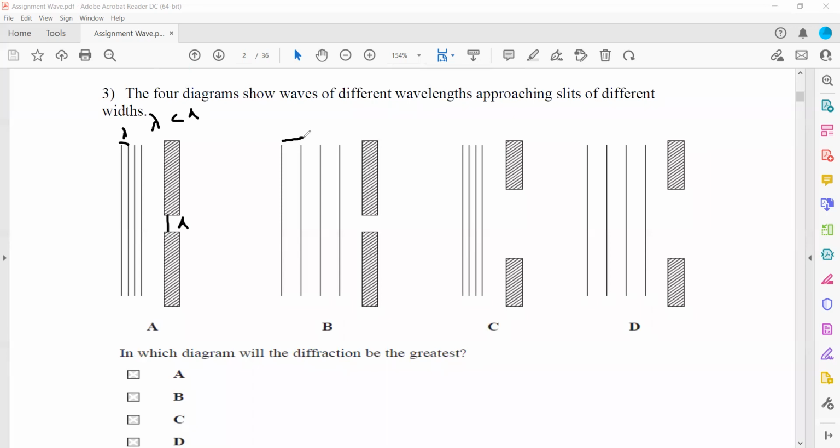When we check option B for question number 3, and measure this lambda and this gap, it appears that the wavelength is approximately equal to the gap size, so we will observe maximum diffraction. Here the wavelength is smaller and the gap is much larger. At this point also the wavelength is smaller and the gap is much larger. So when the wavelength is approximately equal to the gap size, we will have maximum diffraction. So B will be the right answer for this.